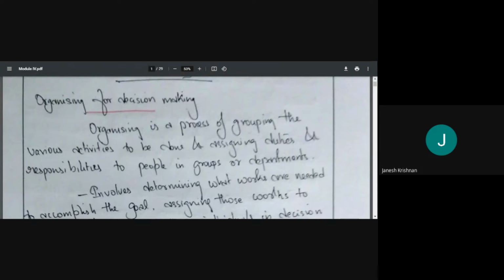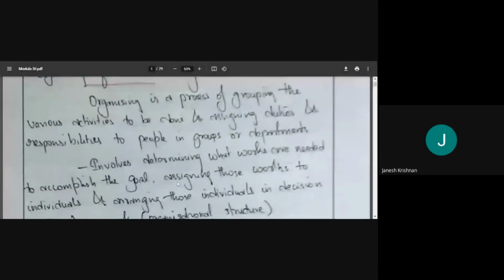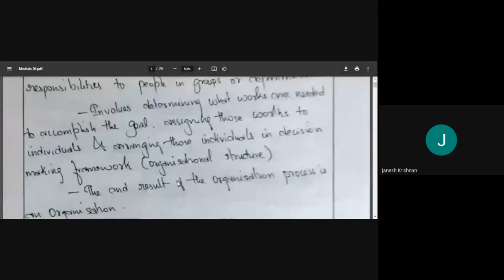Like this, we need to group the activities, and after that, we assign a person with the duties and responsibilities for that department. For that group, we may call it the stage department, on-stage department, off-stage department, finance department, like that. So that is what organizing is. It involves determining what work is needed to accomplish the goal, assigning those works to individuals, and arranging those individuals in a decision-making framework.